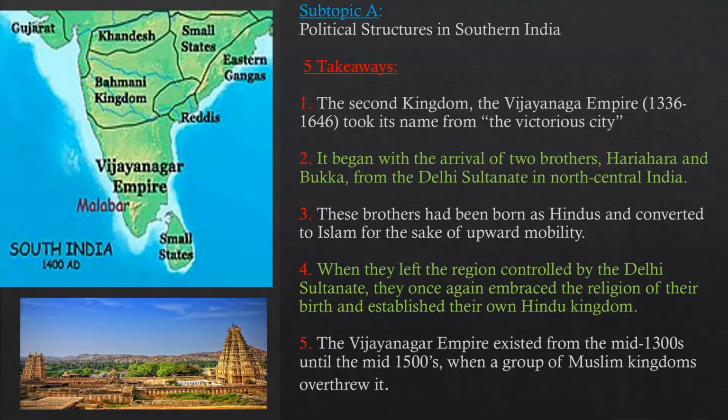They did what a lot of people did. Islam was attractive because it offered opportunity. It offered upward mobility. What doesn't a caste system offer? Upward mobility, right? Opportunity. So when they left the region controlled by the Delhi Sultanate, they went back to their Hindu roots and they established their own kingdom. Vijayanagara, their empire, existed from the mid-1300s until the mid-1500s. Then a group of Muslim kingdoms overthrew it.